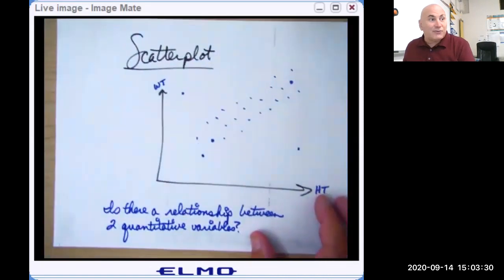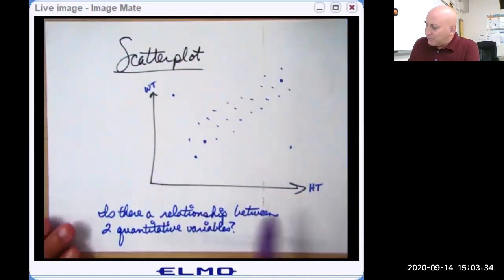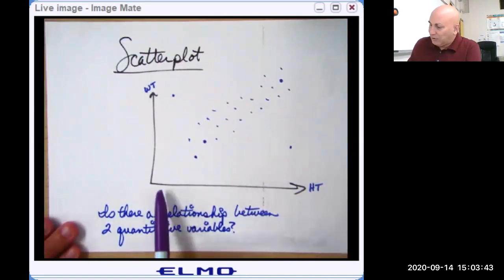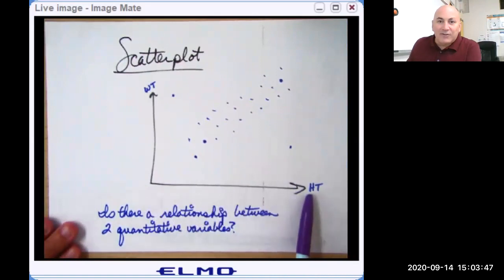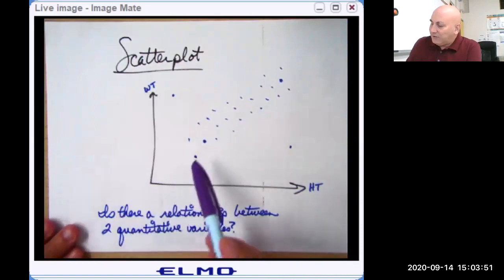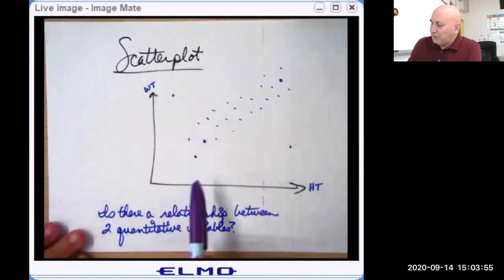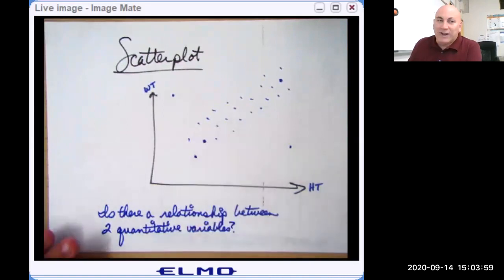The last type of chart I'd like to talk to you about is a scatter plot. With a scatter plot we want to see visually if there is a relationship between two quantitative variables. So on one axis, I have one quantitative variable, which would be height. The other one, I have weight. Then each data point represents a person where their x coordinate is height, the y coordinate is weight.